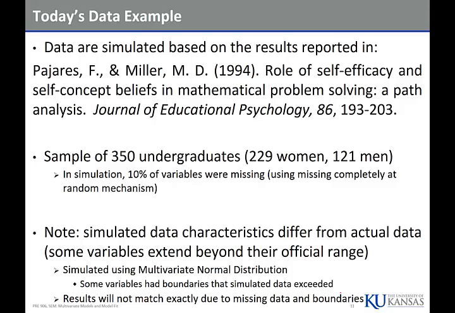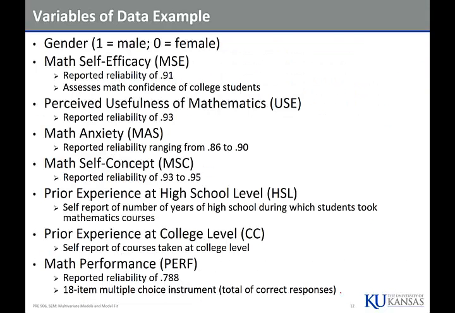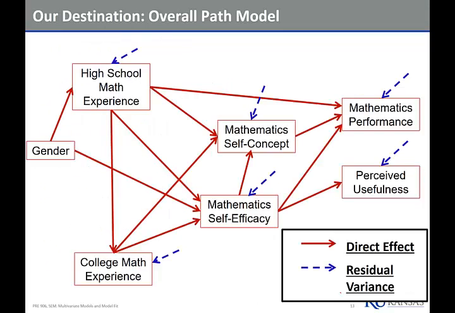I generated this based on the results in this paper. We had 350 undergrads carry through with this. These are all the variables, but we're only going to focus on a couple of these today. This is the big path analysis where we're headed. This is the schematic diagram itself of a model.